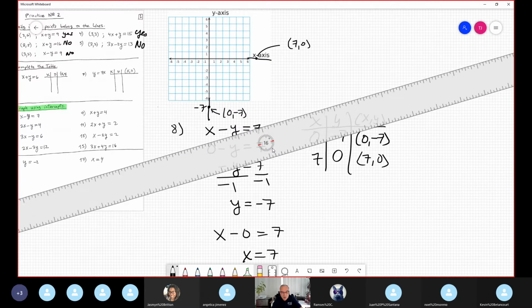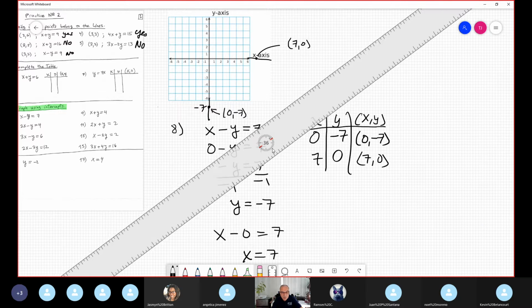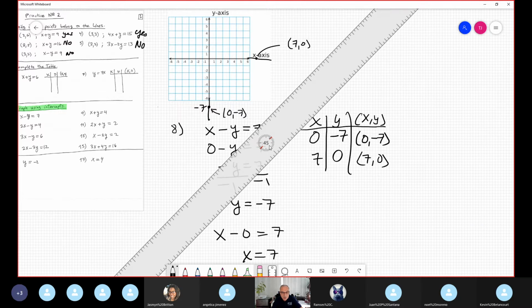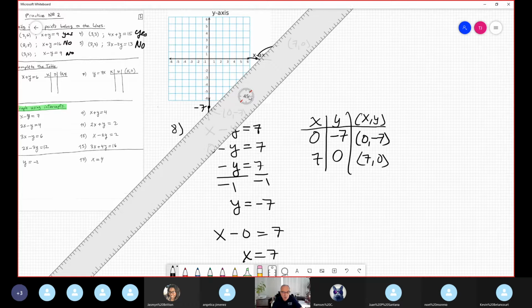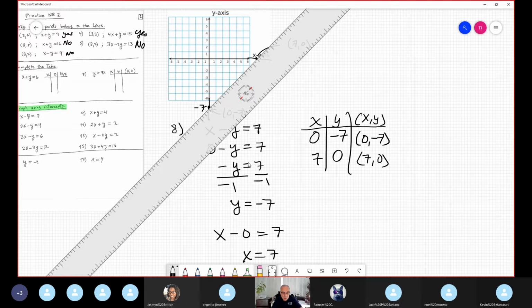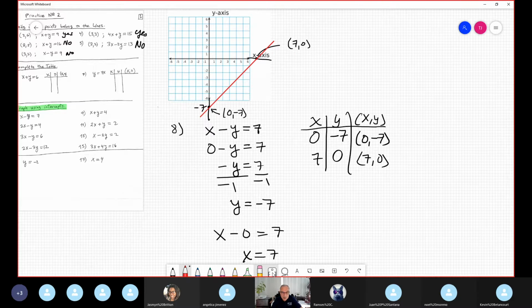45 degrees, because it's the same number, 7, 7. 45 degrees. There you go. Approximately. Let me change the color to red. I like red color to make a line. And this is the graphic I want. Okay, I need to represent the line x minus y equals 7.